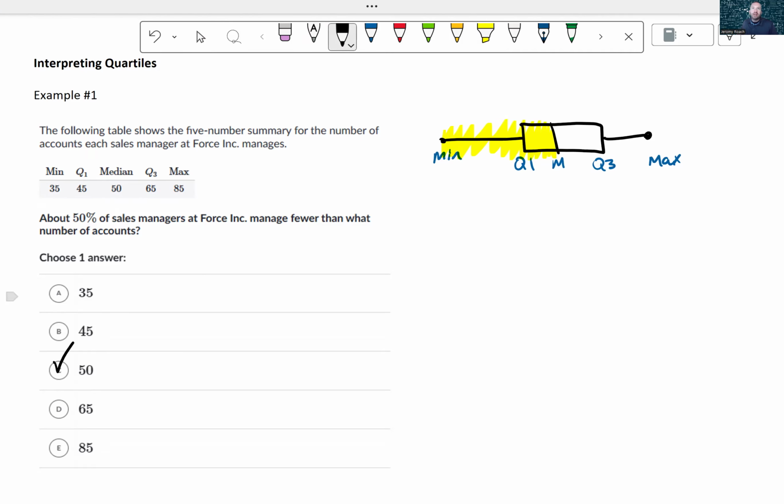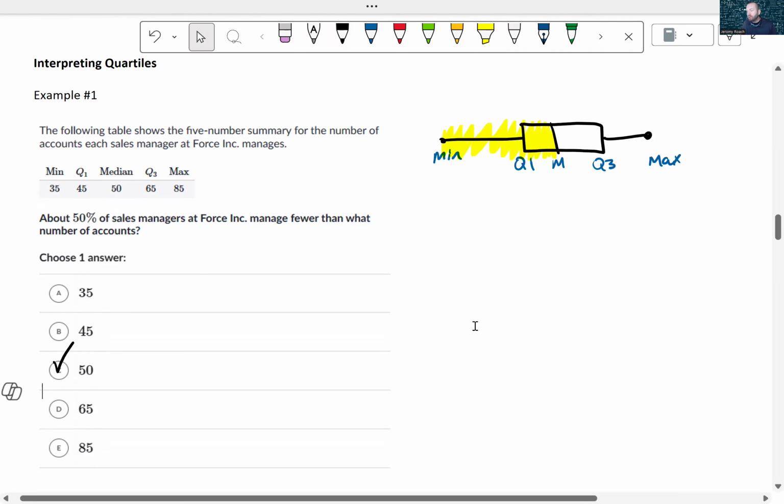Another way we can think about it is the median divides the data into 2 equal halves. So about 50% of the values are less than the median, and about 50% of the values are greater than the median. That's just another way we can think about this.